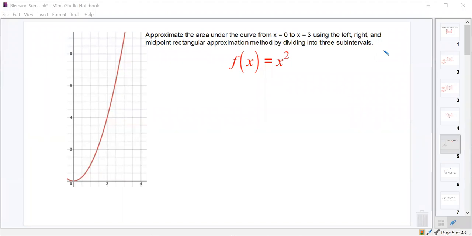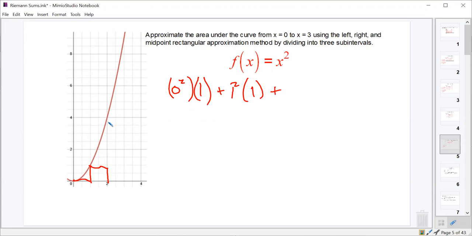So for our left rectangular approximation, our first left endpoint is 0. So 0 squared, that's the height at 0, and the length of the subinterval is just 1 unit, so 0 squared times 1. The next one is 1 squared times 1. And the last one is 2 squared, 4 times 1, which gives us 5 overall. Everybody good with that?